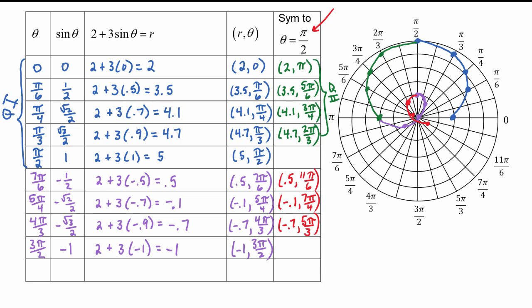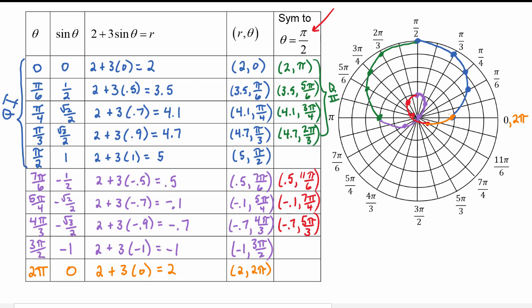And lastly, we just have to plug in 2 pi. It's the only one left. We know that the sine of 2 pi is equal to 0. So this becomes 2 plus 3 times 0, which is equal to 2. So we will plot the point 2, comma, 2 pi, which we know that 2 pi is coterminal with 0, so we've come all the way around, and we connect that last curve.